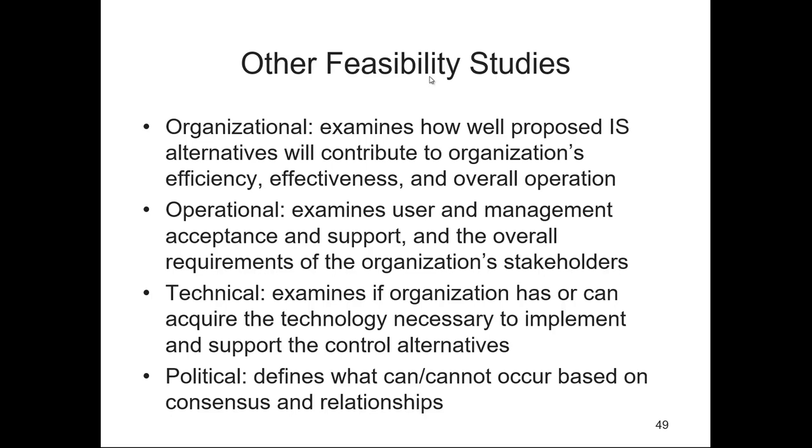The operational feasibility study examines user and management acceptance and support, and the overall requirements of the organization's stakeholders. The technical feasibility study examines if the organization has or can acquire the technology necessary to implement and support the control alternatives. And last, the political feasibility study defines what can or cannot occur based on consequences or consensus and relationships.